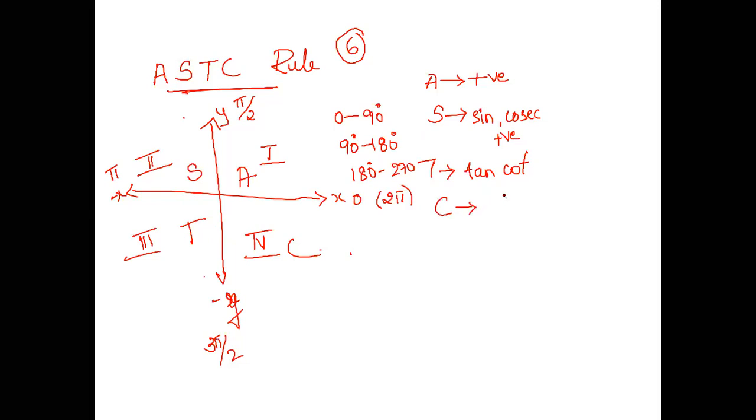Last quadrant, cos and secant. Good. So cos and secant are positive. All the other trigonometric functions in these particular angles, 270 to 360 degrees, are negative. Okay, so this is the ASTC rule. So to remember, all students take coffee.